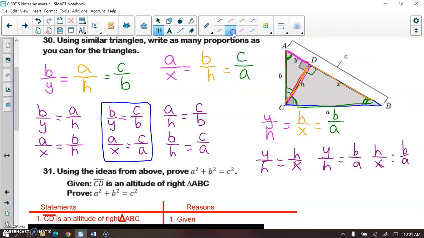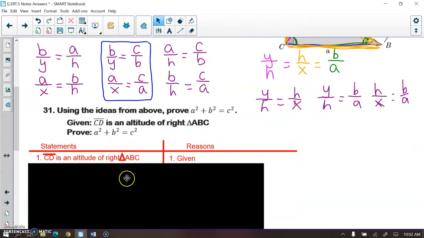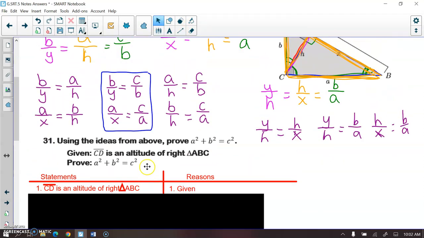We want to prove that a squared, which is a leg squared, plus b squared, which is another leg squared, equals c squared, our hypotenuse squared, on this giant right triangle. That's what we're trying to prove. Now on this figure, we're given that CD is the altitude of triangle ABC. That's all we're given. So that's the very first step in your proof.